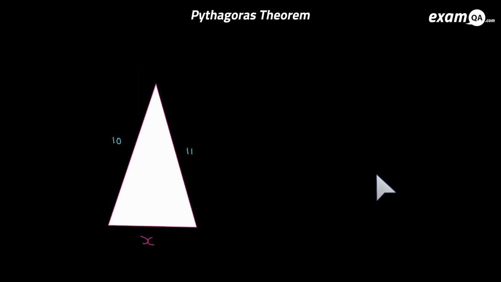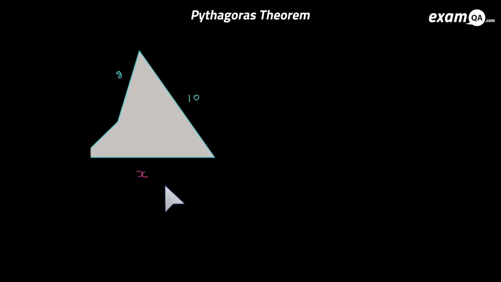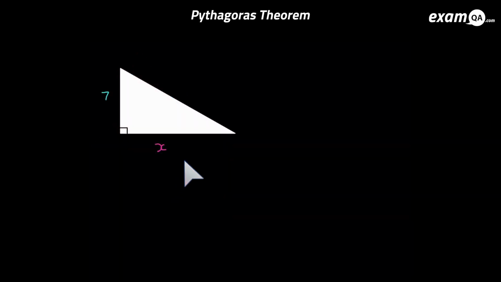Okay, so let's try this question. Now I'm hoping a lot of you said we can't do it straight away because there's no right angle in this triangle. So we can't use Pythagoras theorem on this one. Let's go to the next one. And again, we can't use Pythagoras on this one. The reason being is there's no right angle and it's not even a triangle. It's got four sides.